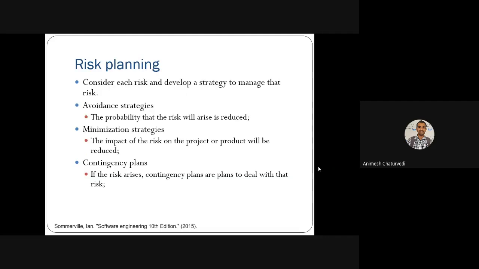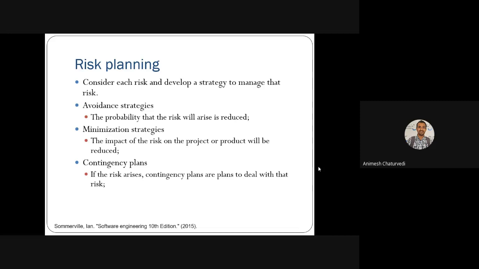Next, in risk planning, they consider each risk and develop some strategy to manage those risks. What are the three fundamental strategies? First, avoid those risks, the avoidance strategy. In this, the attempt is to reduce the probability of that risk arising, meaning the risk should not arise at all.